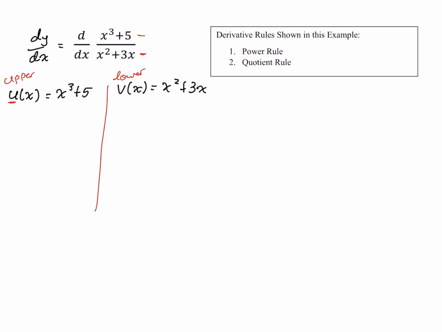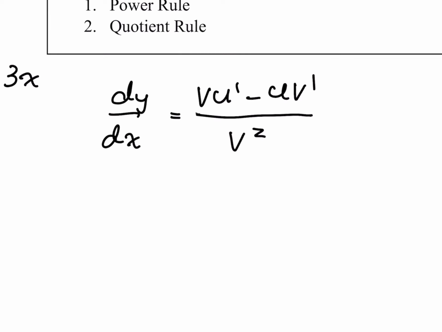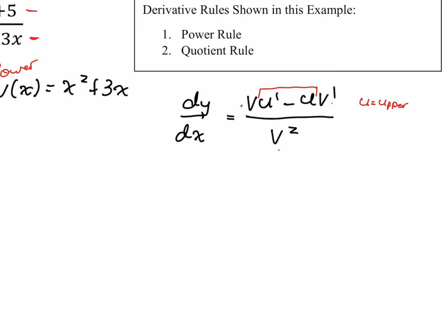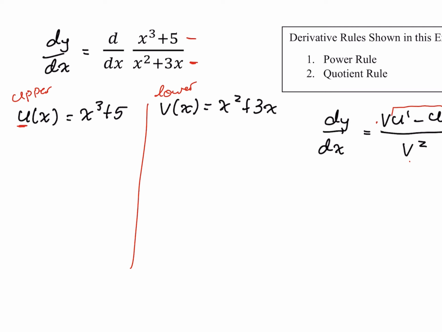So our formula for the derivative dy dx equals vu prime minus uv prime over v squared. So just remember, you always have the u's in the middle of this formula, and then you have the v's on the outside, and remember u equals upper because it's the numerator of our fraction.